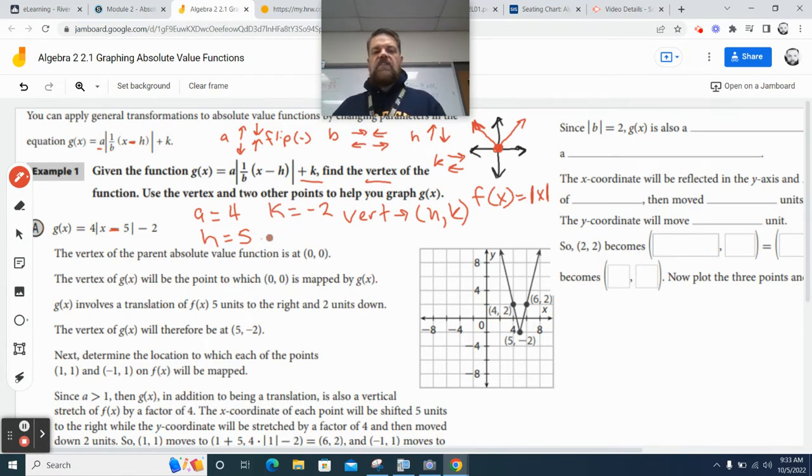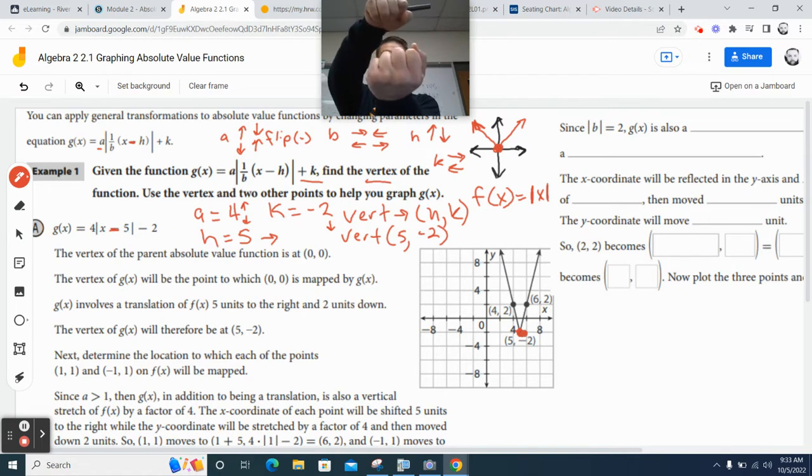If H is positive 5, that means we go 5 units to the right. If K is negative 2, that means we go down 2 units. I know that the vertex of this bad boy is 5, comma, negative 2. And A, because it's greater than 1, it's going to stretch it by a factor of 4. And it's not negative, so it's not going to flip it. By the way, look at where my vertex is. Does that look skinnier? Does that look like you took the graph and stretched it?